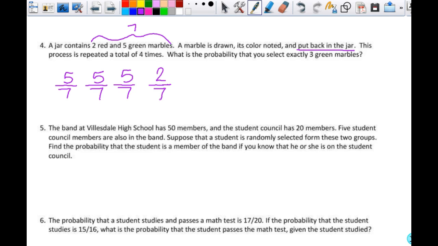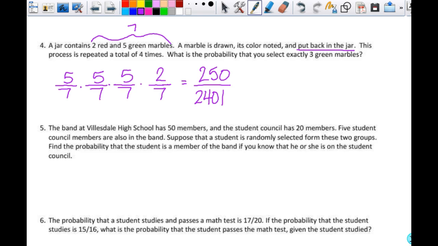Now that's kind of set up like I draw green, draw green, draw green, draw red. What if I drew the red one first? Would it change my answer? No, because I can multiply in any order, so the order doesn't matter, and I could have put the red one first or whatever, it doesn't matter. I multiply all these together. I'm going to go ahead and just give you the answer because I didn't let you get the calculators. And it is 250 over 2401, and it doesn't reduce. Everybody okay with that?